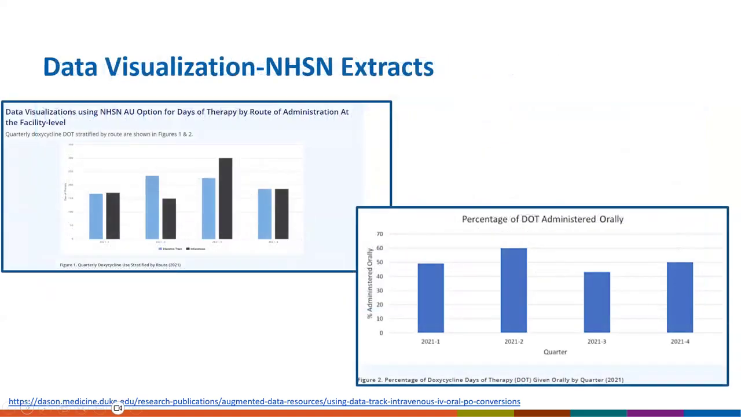In this scenario, the interactive web-based tools provide the stewards with step-by-step instructions on how to create data visualizations using NHSN extracts. On the upper left, you can see the quarterly doxycycline days of therapy, the numerator, stratified by oral and IV route. And then on the lower right-hand graphic, this shows the percent of doxycycline days of therapy administered orally. And based on the scenario, some of the data visualizations are linked to existing NHSN resources, and then some are newly created by exporting these data to an Excel template.